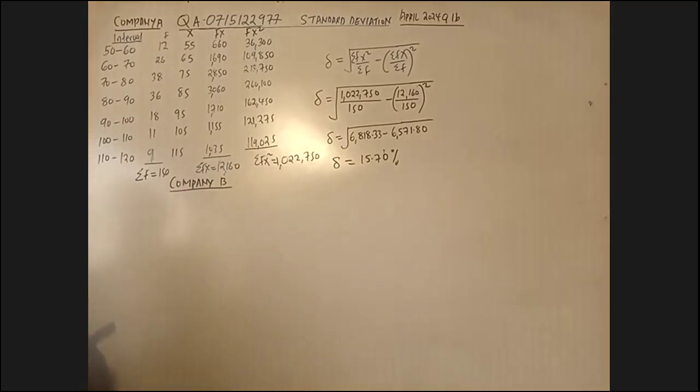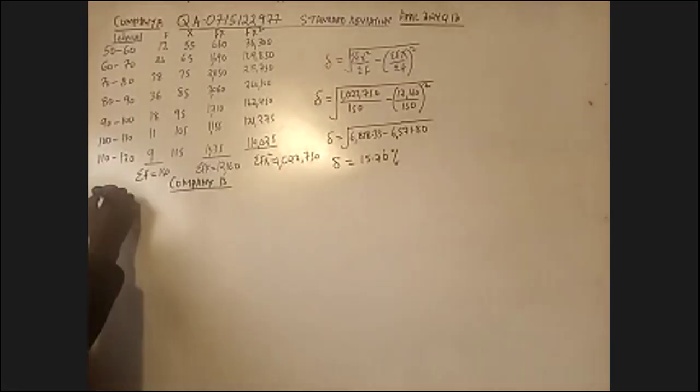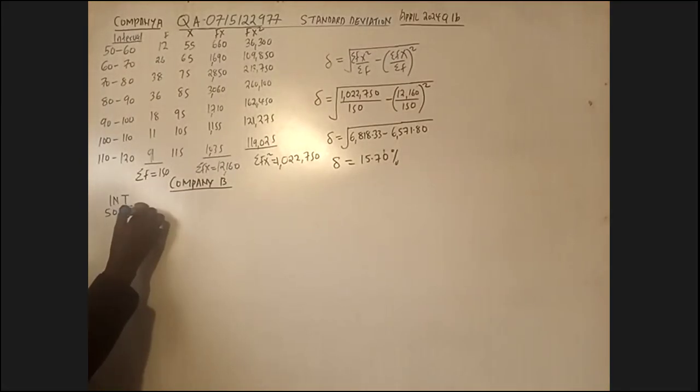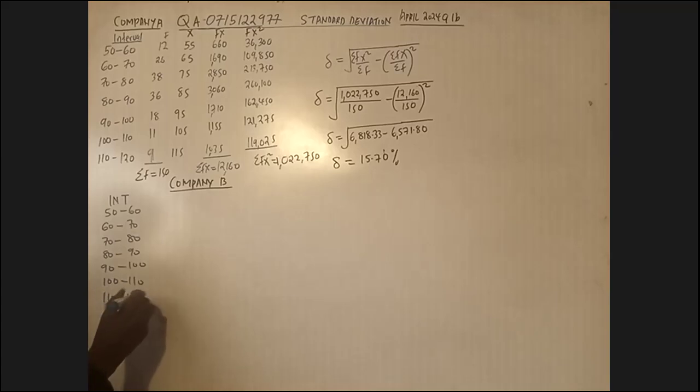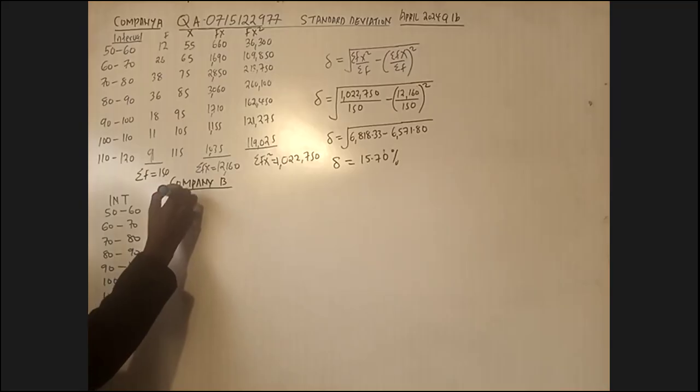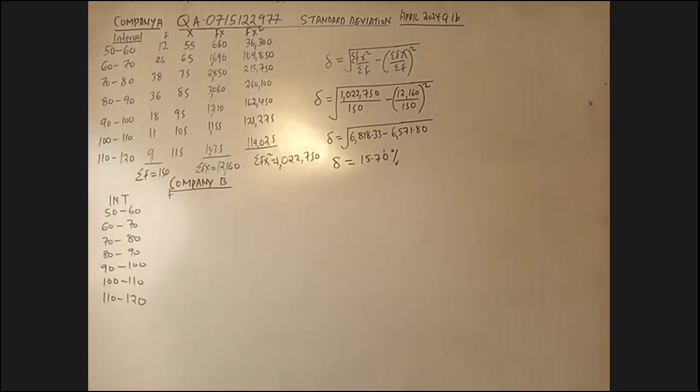Company B. The intervals are the same: 50 to 60, 60 to 70, 70 to 80, 80 to 90, 90 to 100, 100 to 110, 110 to 120. Frequency. So we need the frequency. Let me check the frequency.